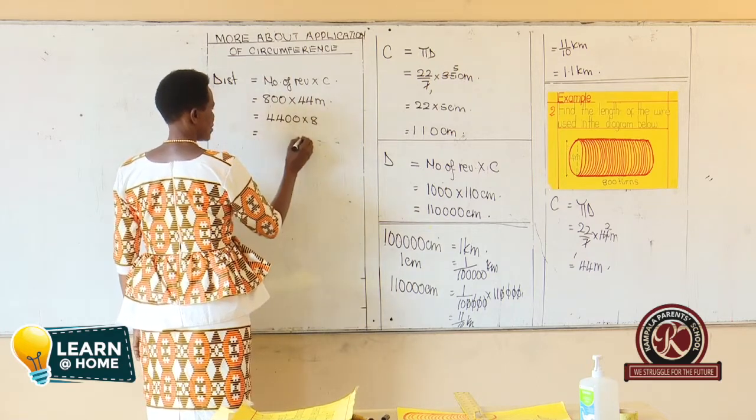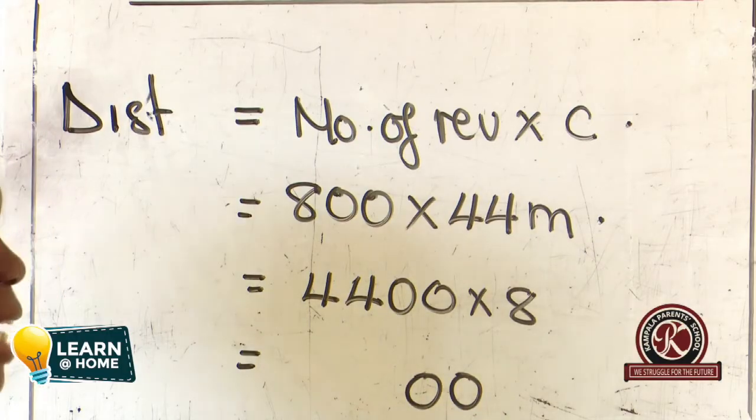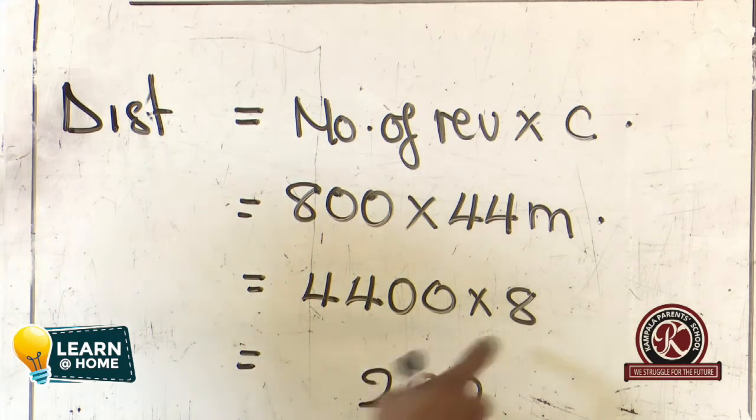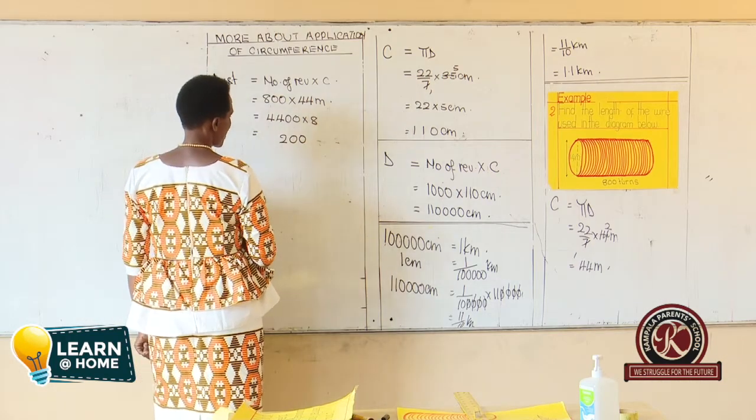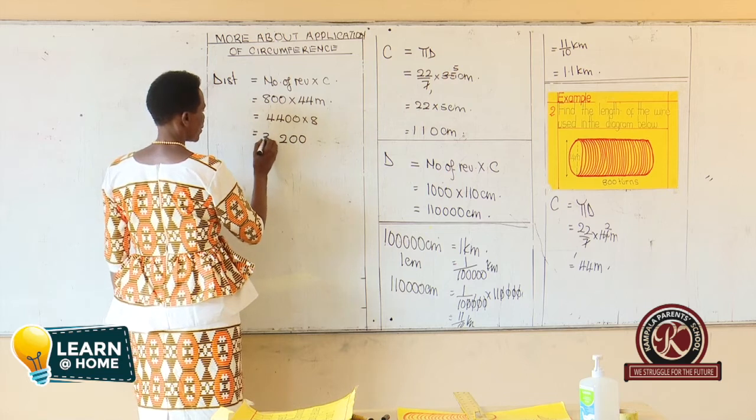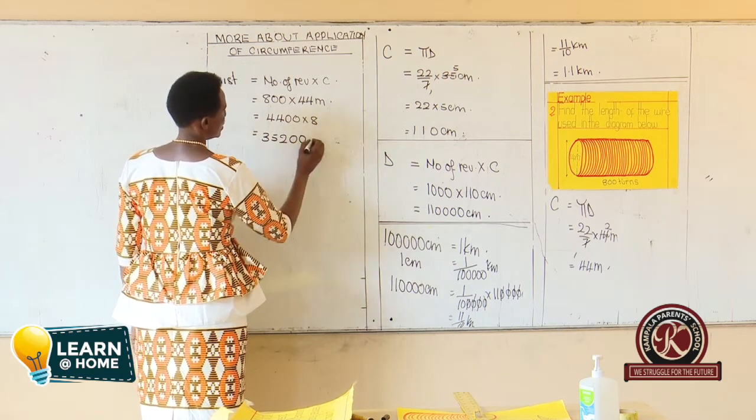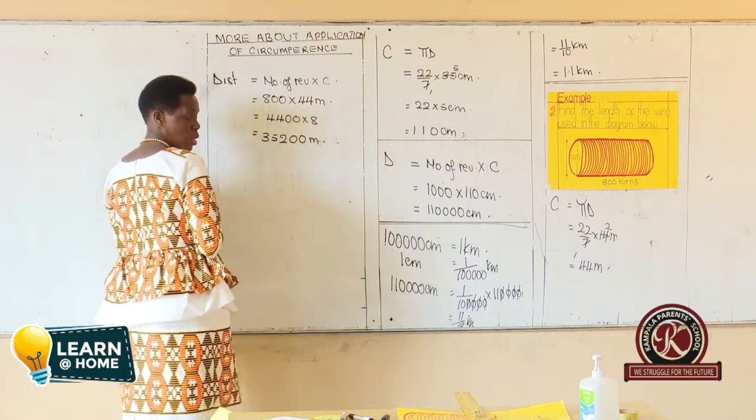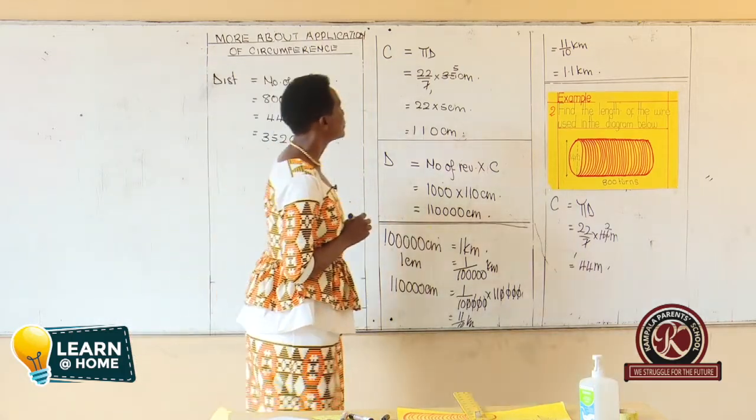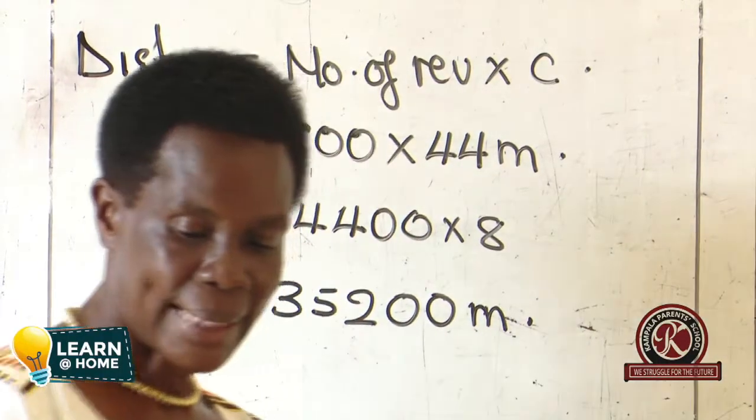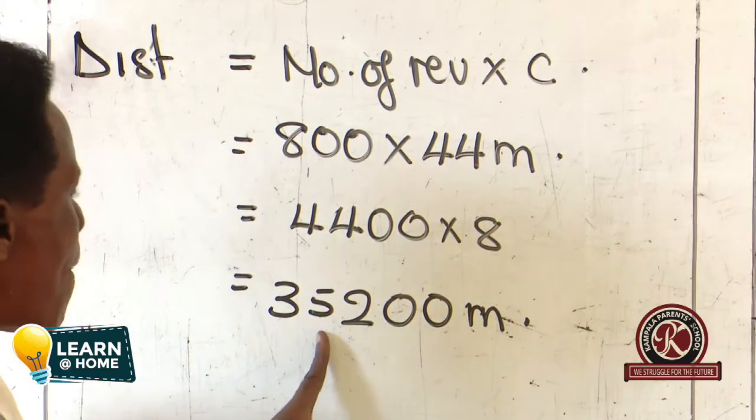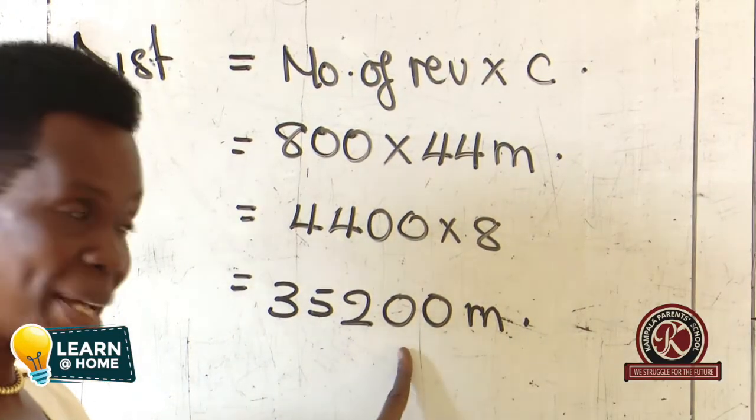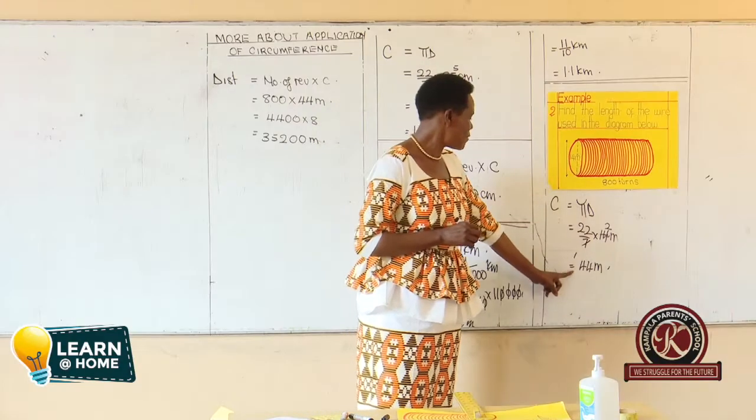So what do we have here? We have 0, 8 times 4, good. 32, write 2, carry 3. 8 times 4, 32 again, plus the 3 we have carried, 35. So that is the distance. That is the length, actually. That is the length of the wire. The length of the wire is 35,200 meters.